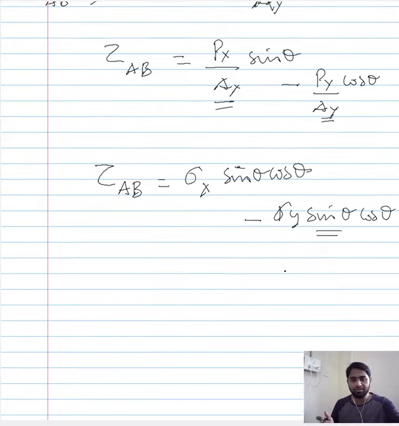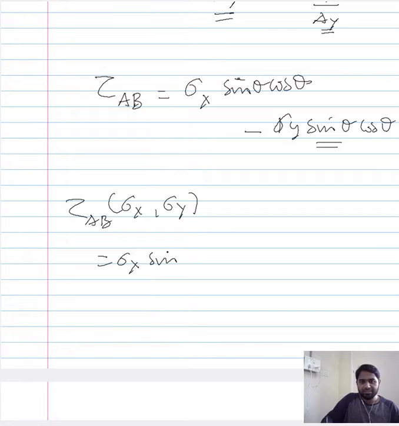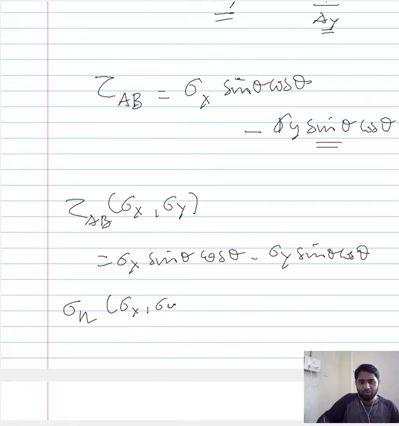So ultimately the shear stress that is acting on AB can be expressed in terms of the overall stress acting along x and y direction as sigma x sin theta cos theta minus sigma y sin theta cos theta. Now if you could recollect, we have also expressed the overall stress acting normal to that of the AB, the desired plane of interest, in terms of x and y.